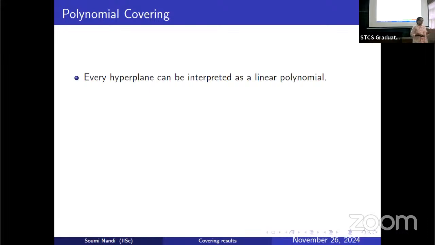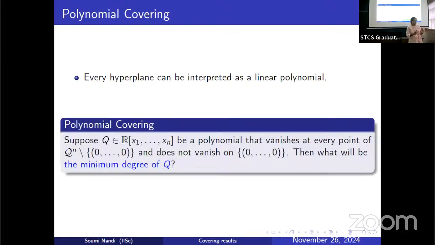So let me define this polynomial covering first. We are interested in finding a minimum degree polynomial whose coefficients come from the real field, such that the polynomial vanishes at every point of the hypercube except the all zero, and at all zero, the polynomial does not vanish. Then we want to know what the minimum degree of such polynomials will be.